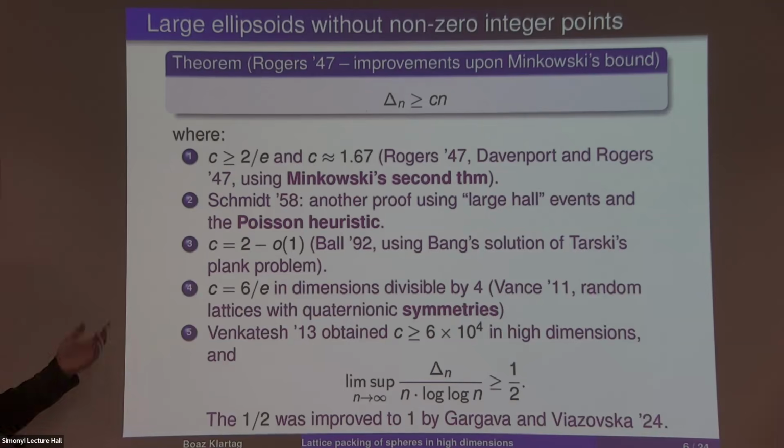Then Venkatesh in 2013 took this idea of looking only at specific dimensions and really improved it significantly. He used more sophisticated algebraic symmetry, cyclotomic fields. And he got a very large constant in high dimension. And also, he got that along a subsequence of dimensions, you can get a log-log factor. This was an improvement. And this constant was improved to 1 by Campos, Jenssen, Michelen and Sahasrabudhe, and Klartag, 2 years ago.